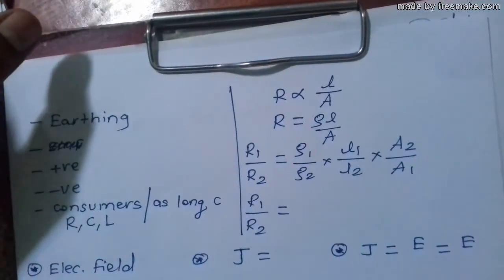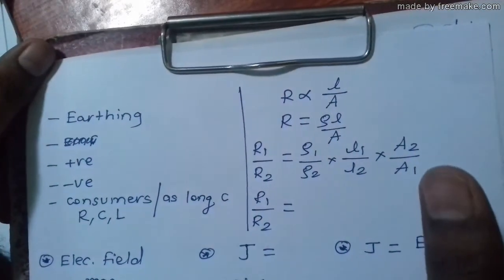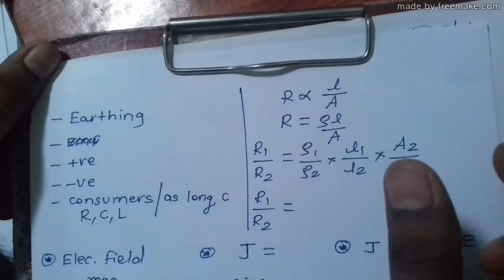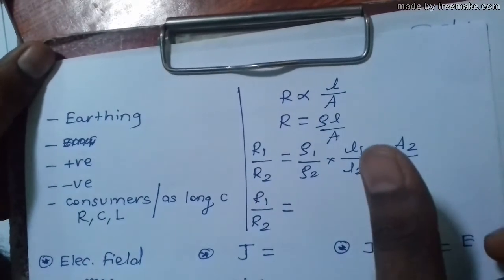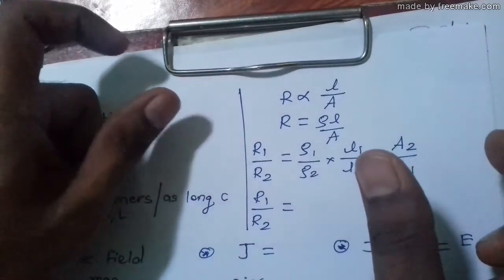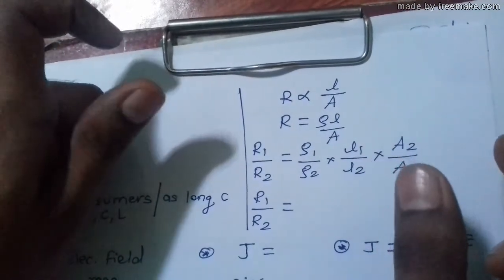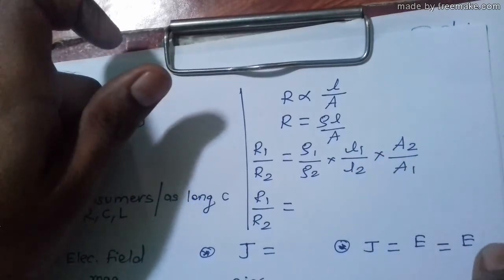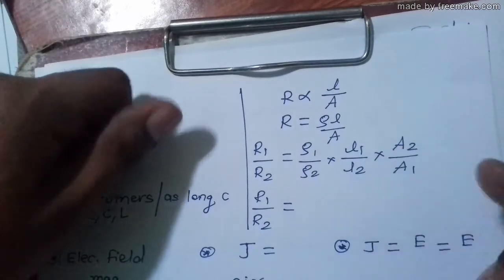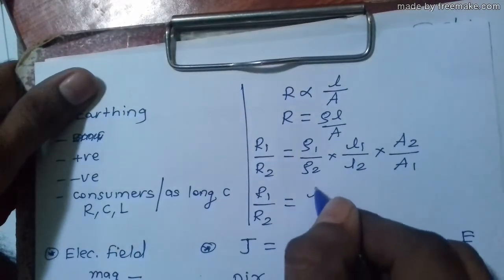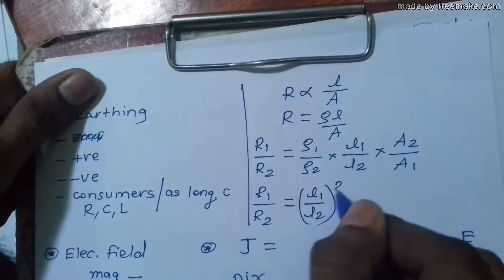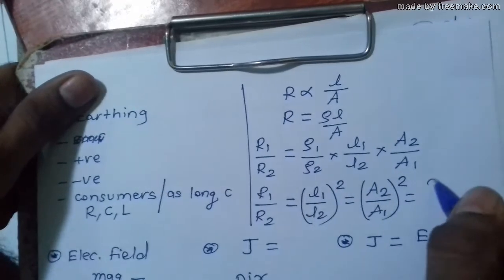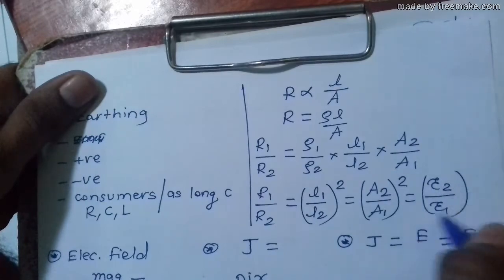If the second resistance is made from the first resistance by stretching it, keeping the volume of the material the same, both have the same material and their volumes are also the same. Or we can say that the second is made from stretching of the first. Then R1 upon R2 is L1 upon L2 whole square, or we can say A2 upon A1 whole square, or R2 upon R1 raised to 4.